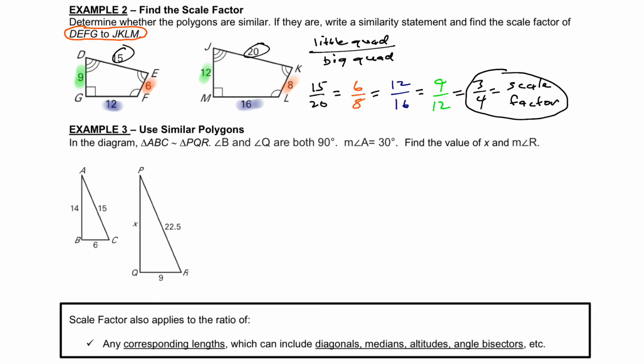So all we've got to do is write the same thing, but instead of the word "to" in the middle, we're just going to put the similar symbol in between. So let me do that. I've written the similarity statement for you right here. So again, it says polygon DEFG is similar to, using that symbol for similar, polygon JKLM. So that is our similarity statement with the letters in the correct order.